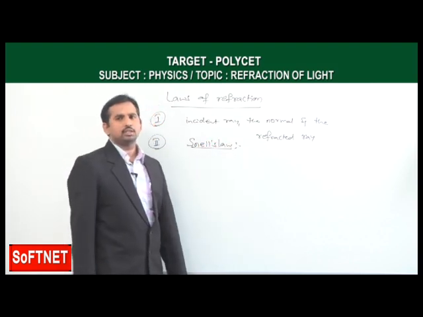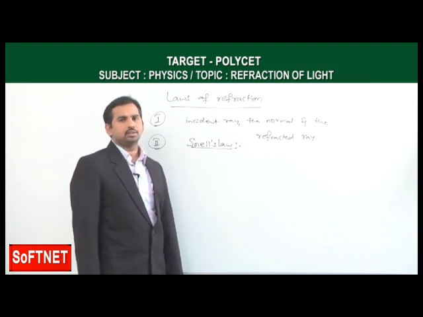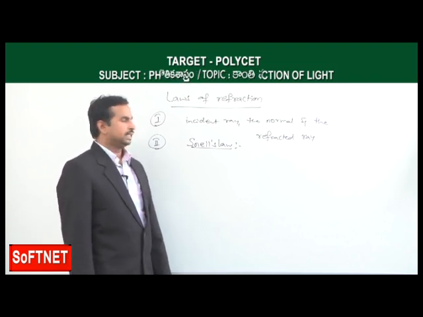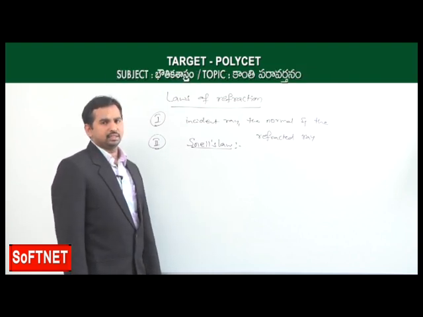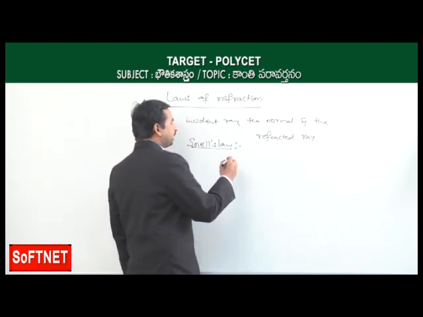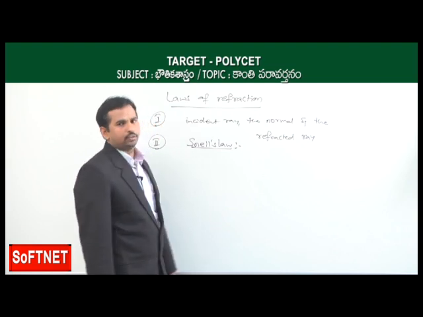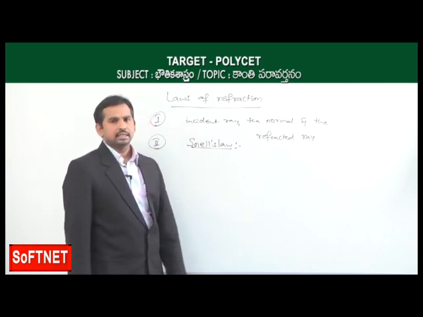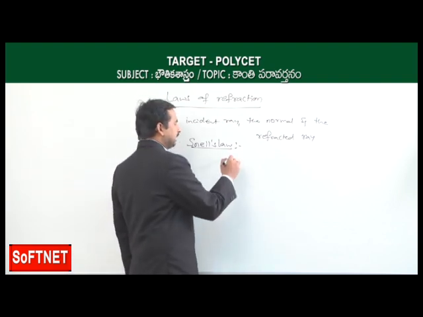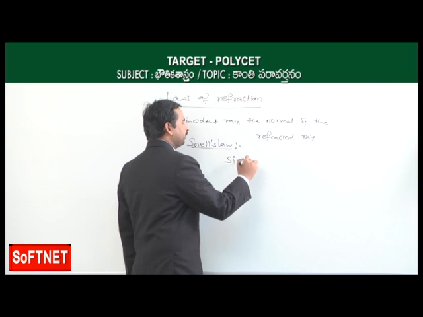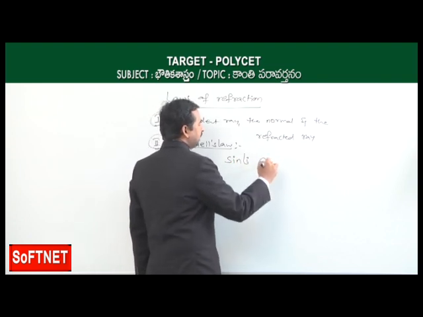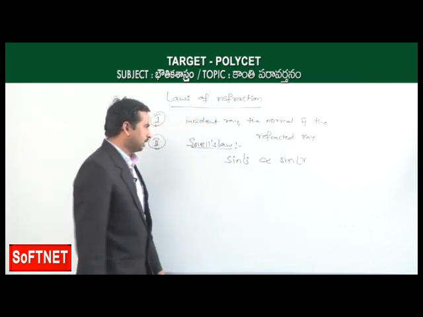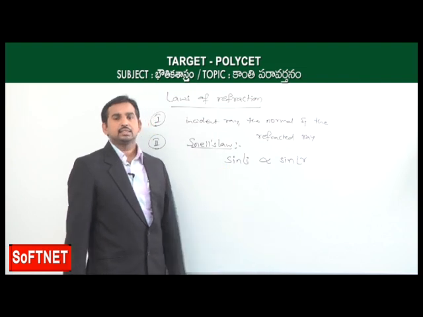According to Snell's law, whenever a light ray goes from one medium to another medium and changes its path, the angle of incidence is directly proportional to the angle of refraction, or rather, the sine of the angle of incidence is directly proportional to the sine of the angle of refraction. This we call Snell's law.